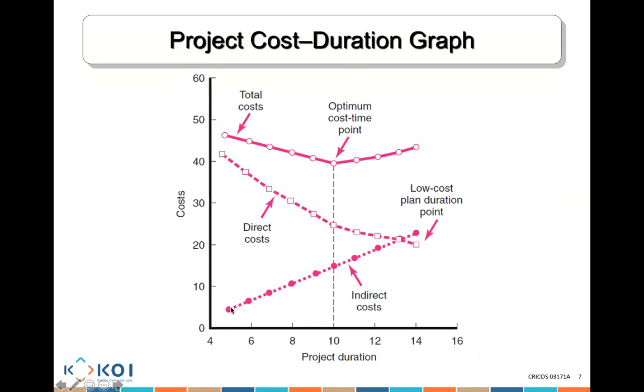My cost is, whatever, $5. This is what we call the indirect cost. So my indirect cost is $5. My direct cost, this one here, is about $42. So if I combine $42 and $5, that's about $47. So you see the total cost is $47.